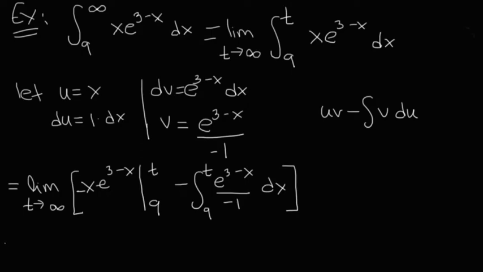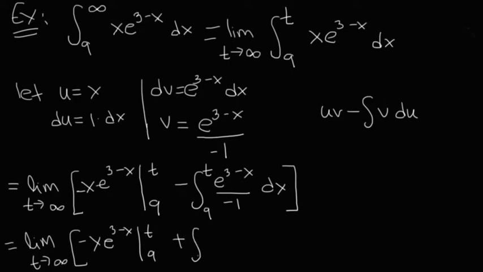Moving along, I keep my limit as t approaches infinity, and then I get negative x e to the 3 minus x. I'm not going to evaluate it yet; I'd rather do that at the end. And here I'm going to get the integral from 9 to t of e to the 3 minus x dx. Because of that minus 1 in the bottom and this minus right there, they cancel each other to become a plus.